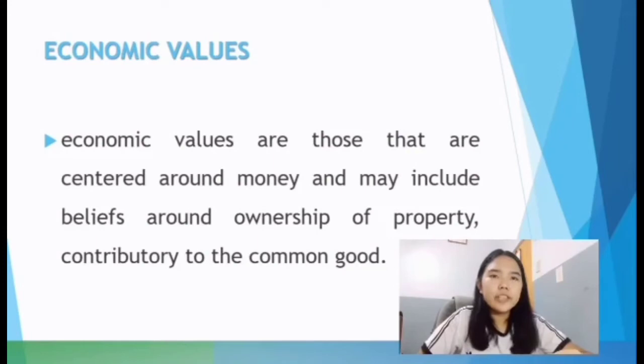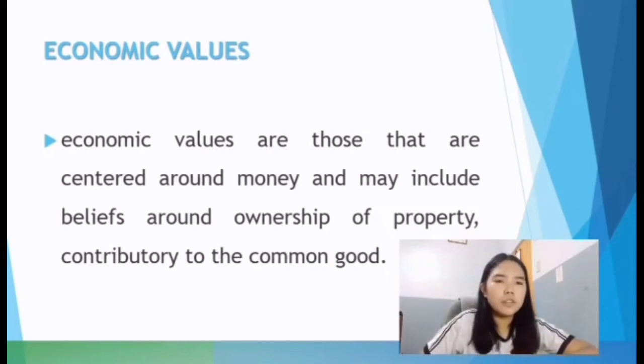Economic values. Economic values are those that are centered around money and may include beliefs around ownership of property contributory to the common good. So, pag sinabi natin economic values, na-adapt natin siya in our surroundings. Kasi, pag sinabing ekonomiya, it is about the money na pumapasok at lumalabas sa bansa. Pag ekonomiya or economic, nakapaloob dito yung scarcity, which means kakulangan. In our country, nagkakaroon tayo ng scarcity or kakulangan sa mga resources.